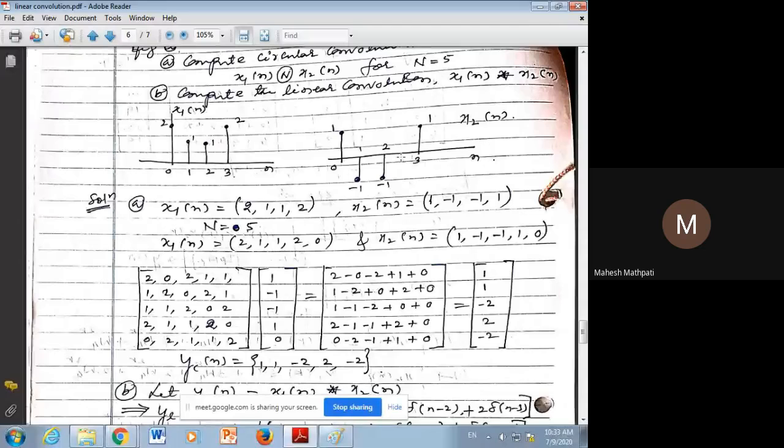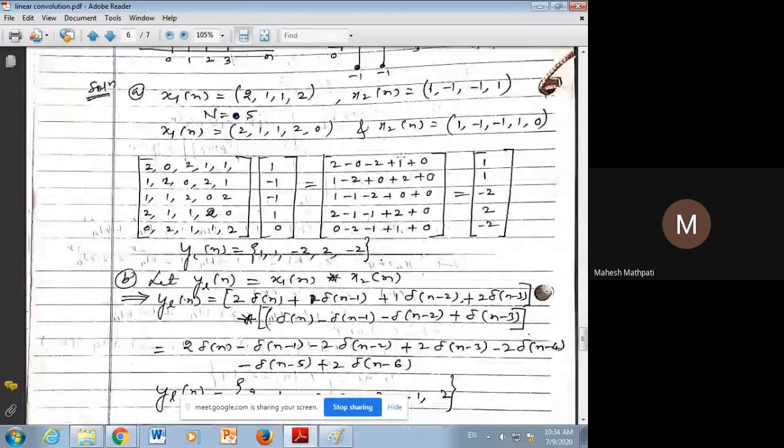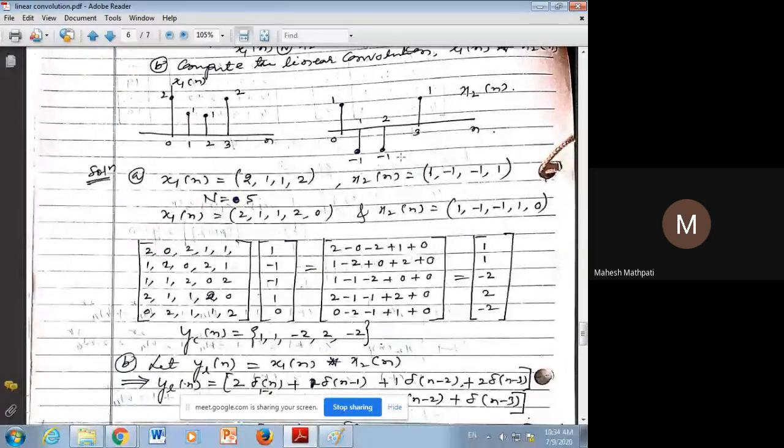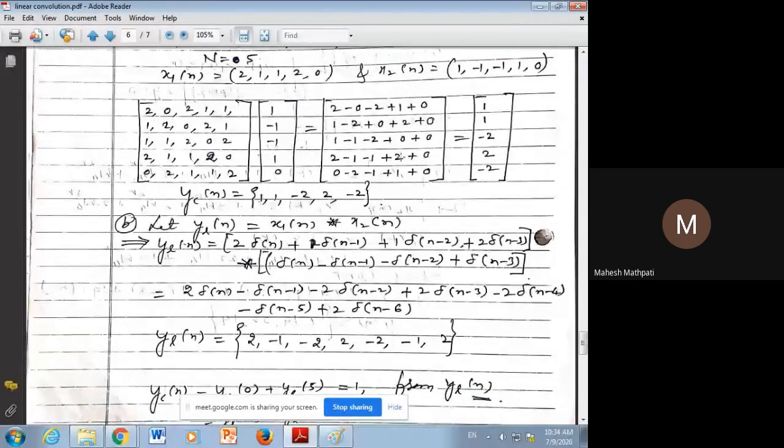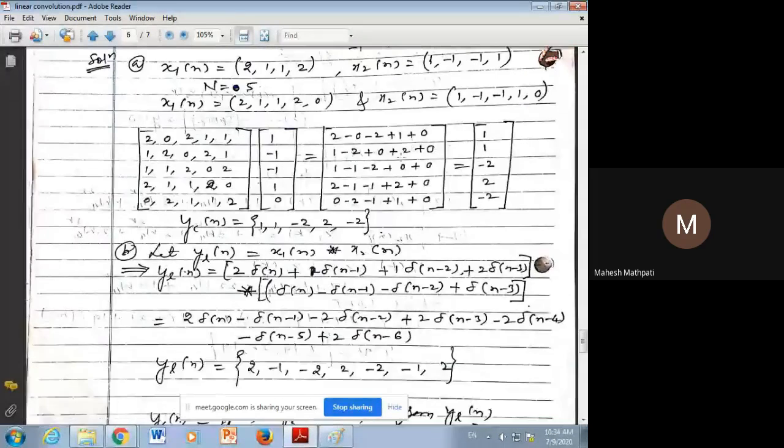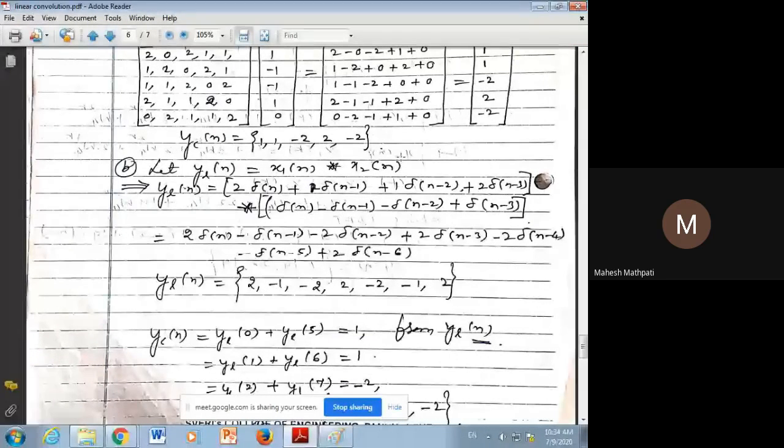Next, we want to perform linear convolution. So for linear convolution, you can either go with the graphical representation method like we did yesterday, or else the simplest way, go with the tabular method. Calculate with the tabular method. What should be the answer expected for linear convolution?